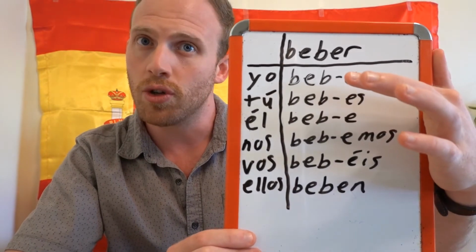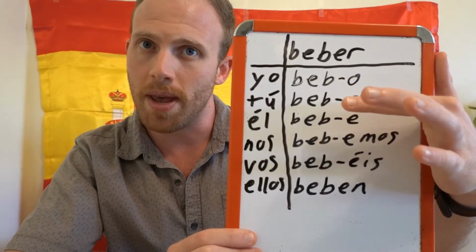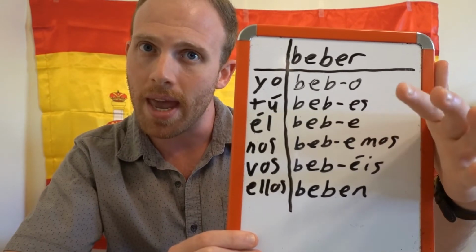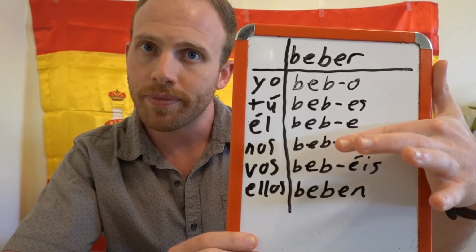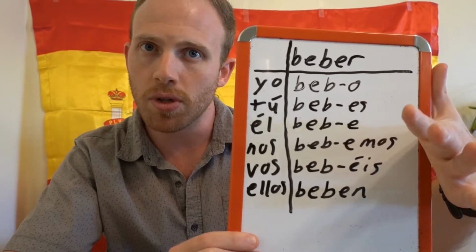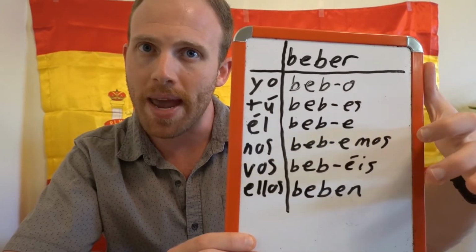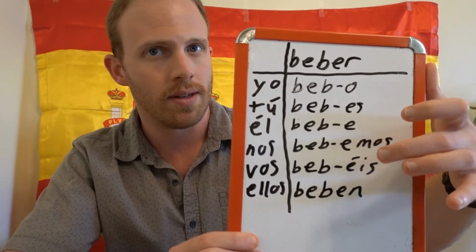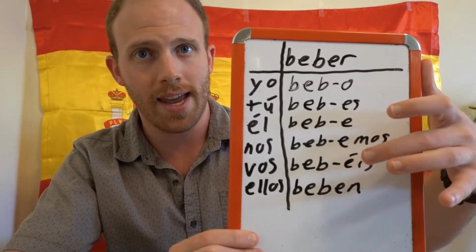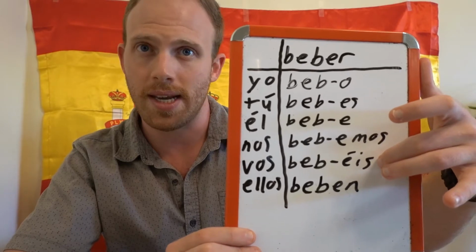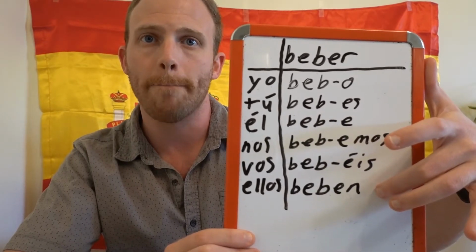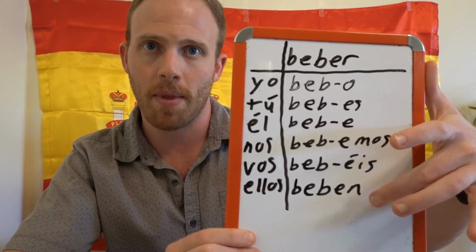So we start out, yo bebo, tú bebes, él, ella, usted bebe, nosotros bebemos, vosotros bebéis, right? Always remember that accent, okay? And it's like AR verbs, that would have been an A, but since it's an ER verb, it's going to be an E, okay? Then we have ellos, ellas, ustedes beben, okay?